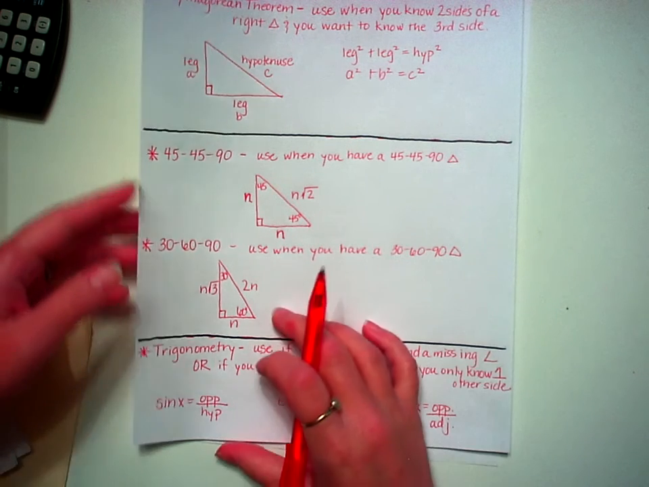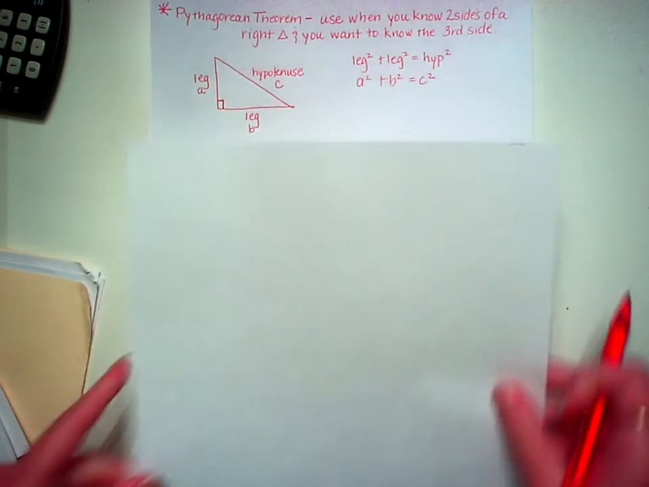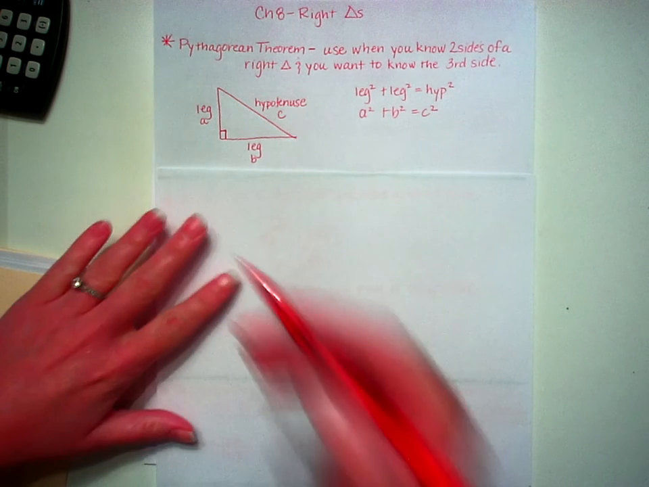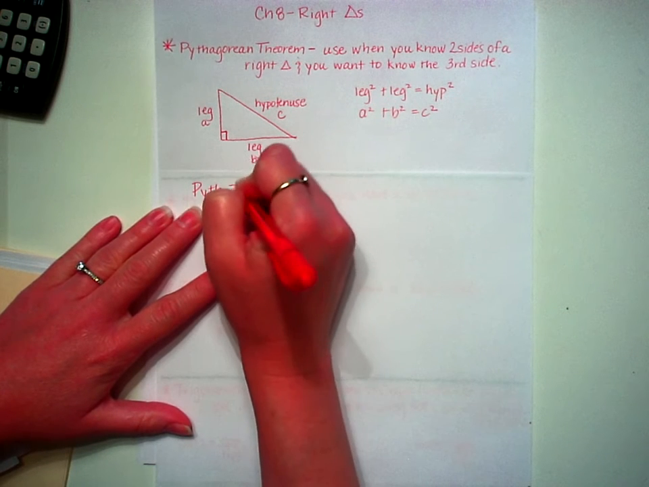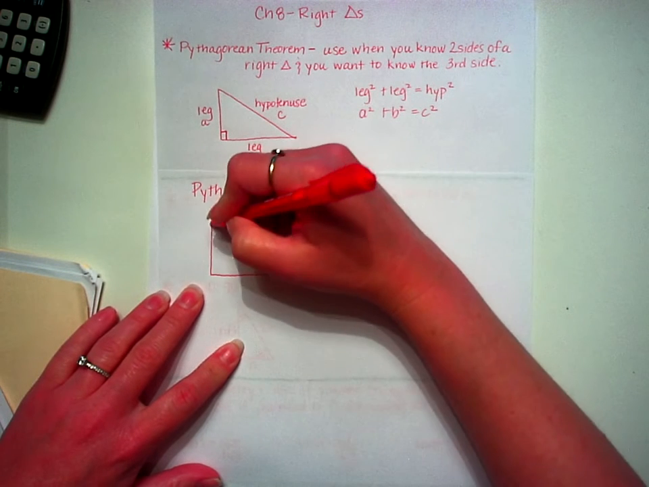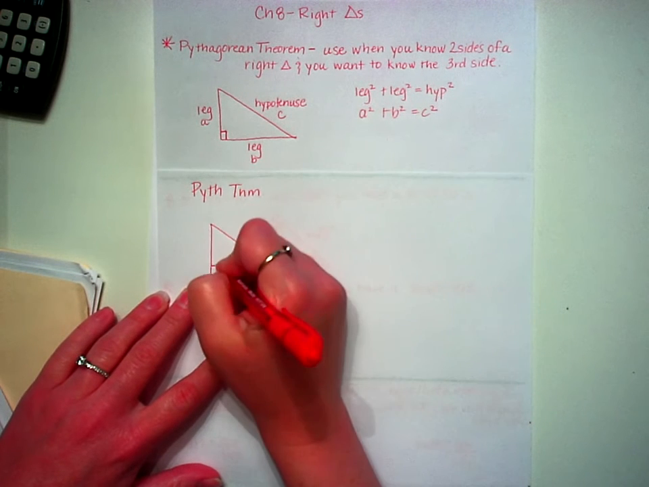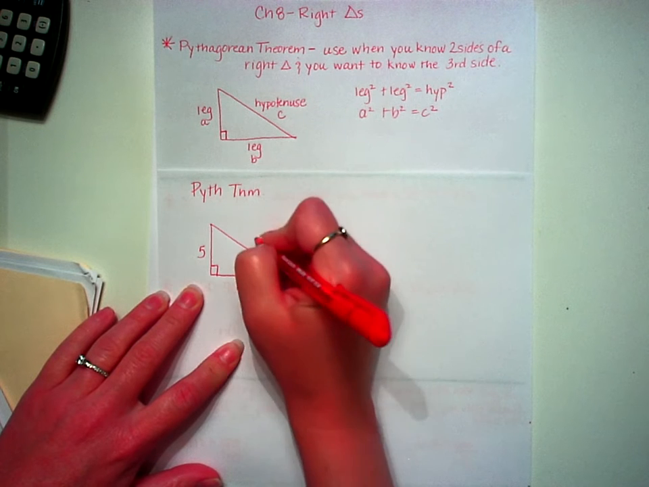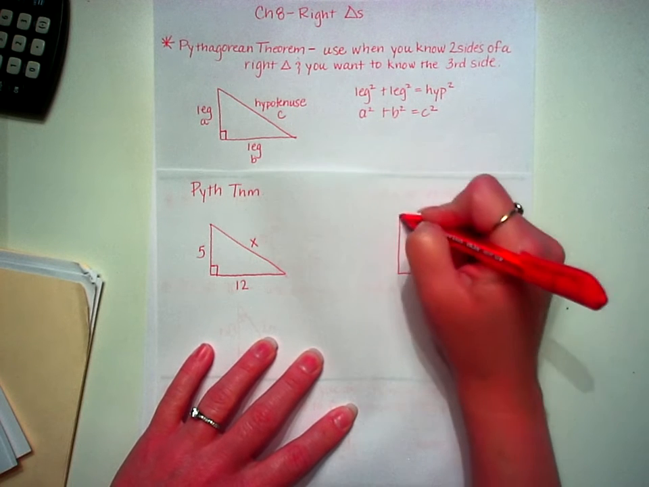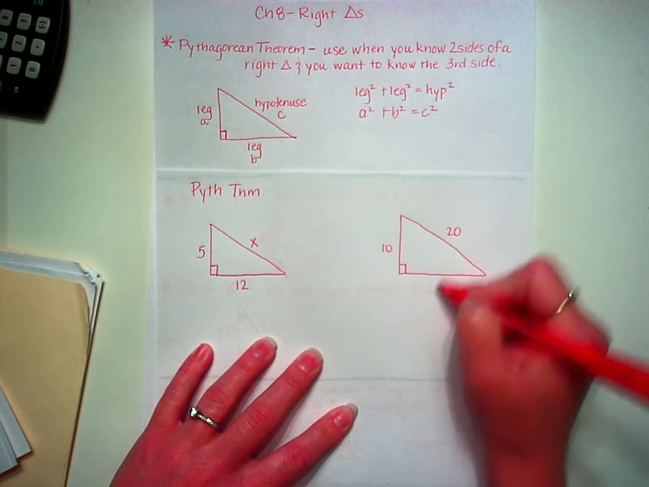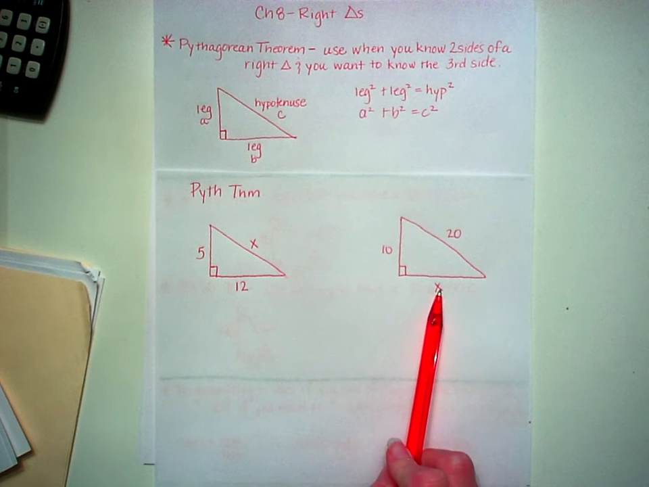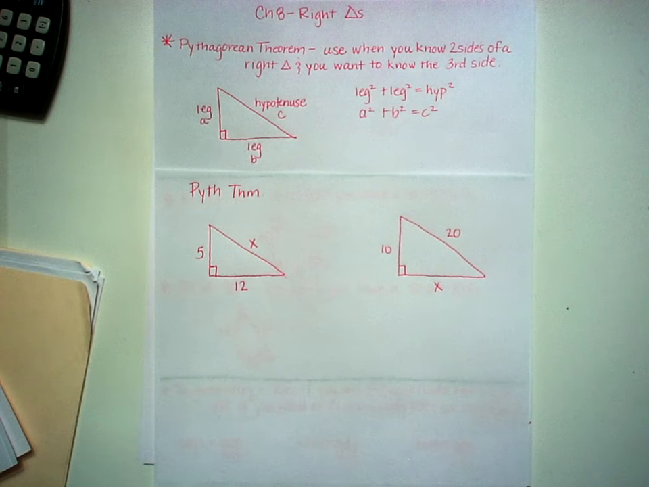Okay, so first I'm going to show you just a refresher on some Pythagorean theorem problems, okay? So you'll be given a right triangle, you'll know 2 sides, and you'll be trying to find the 3rd side. So maybe this is 5 and this is 12 and you're trying to find x, okay? Or maybe this is 10 and this is 20 and you're trying to find x. So sometimes you'll be trying to find the hypotenuse, sometimes you'll be trying to find a leg. On either one of these, you can use the Pythagorean theorem.